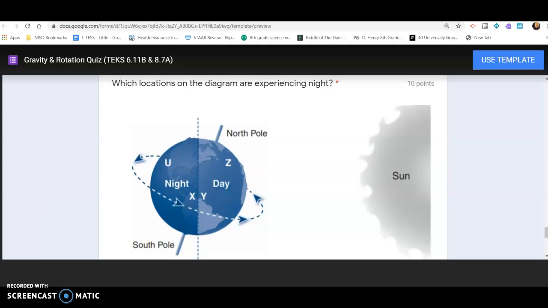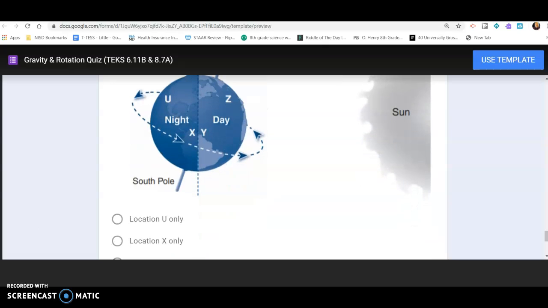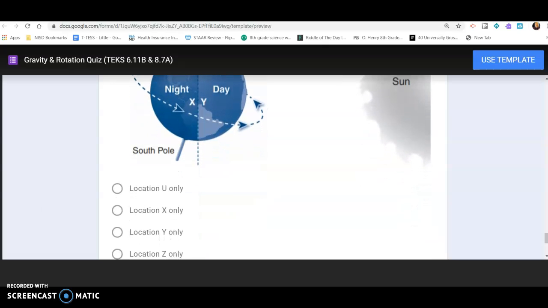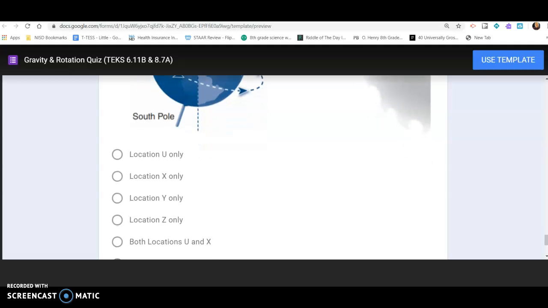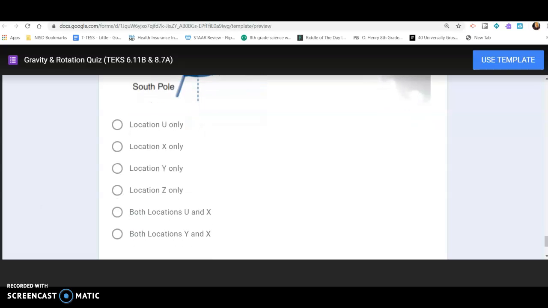Which locations on the diagram are experiencing night? Location U only? Location X only? Location Y only? Location Z only? Both locations U and X? Or both locations Y and X?